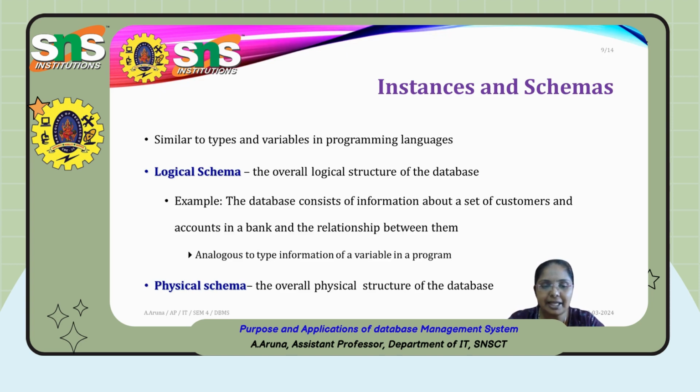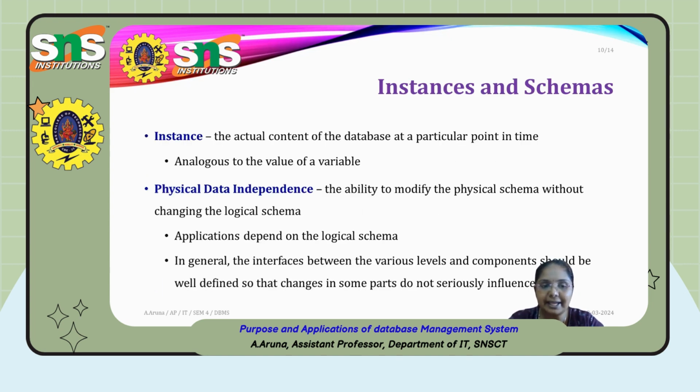For example, in the logical schema, the database consists of some information, the set of customers and their accounts in the bank. This is the relationship between these two things. If I do anything, how my data can be stored, or how my accounts can be stored, this deals with the logical schema. How I am able to connect the customer and the account entity deals with the logical schema. This overall structure, how it could be, is called the physical schema. An instance is nothing but the actual content present in the schema at a particular time. That is called an instance.